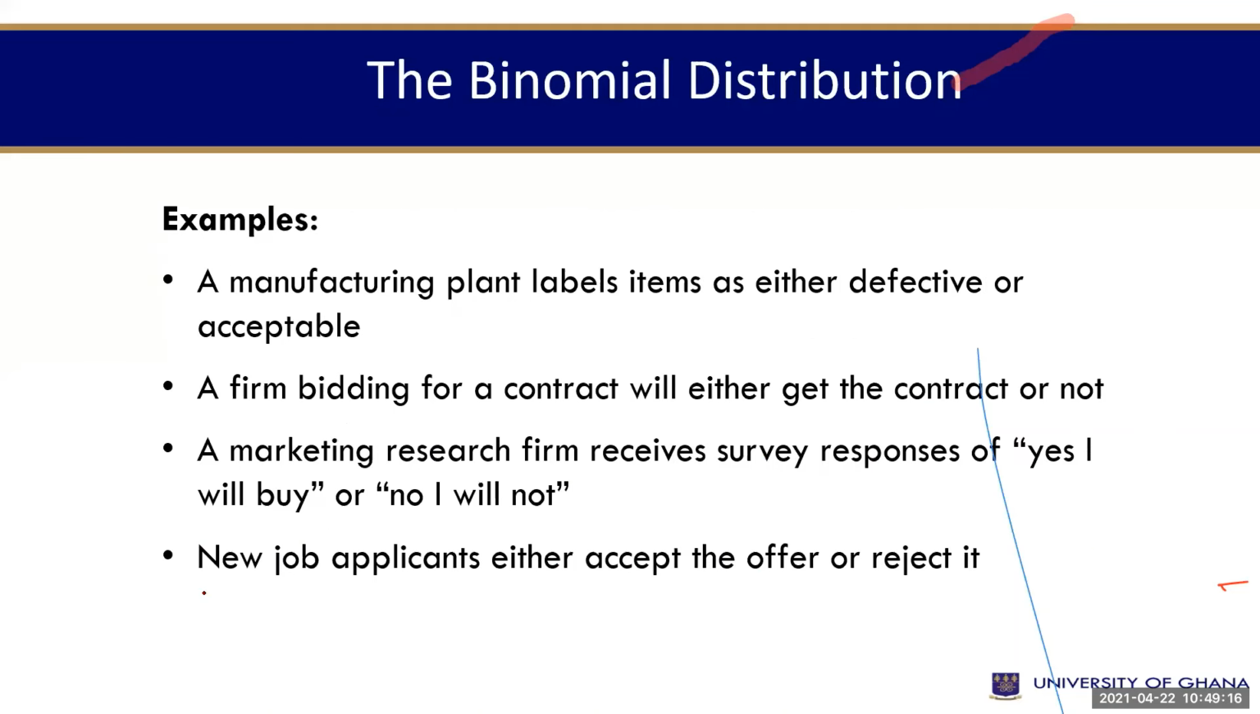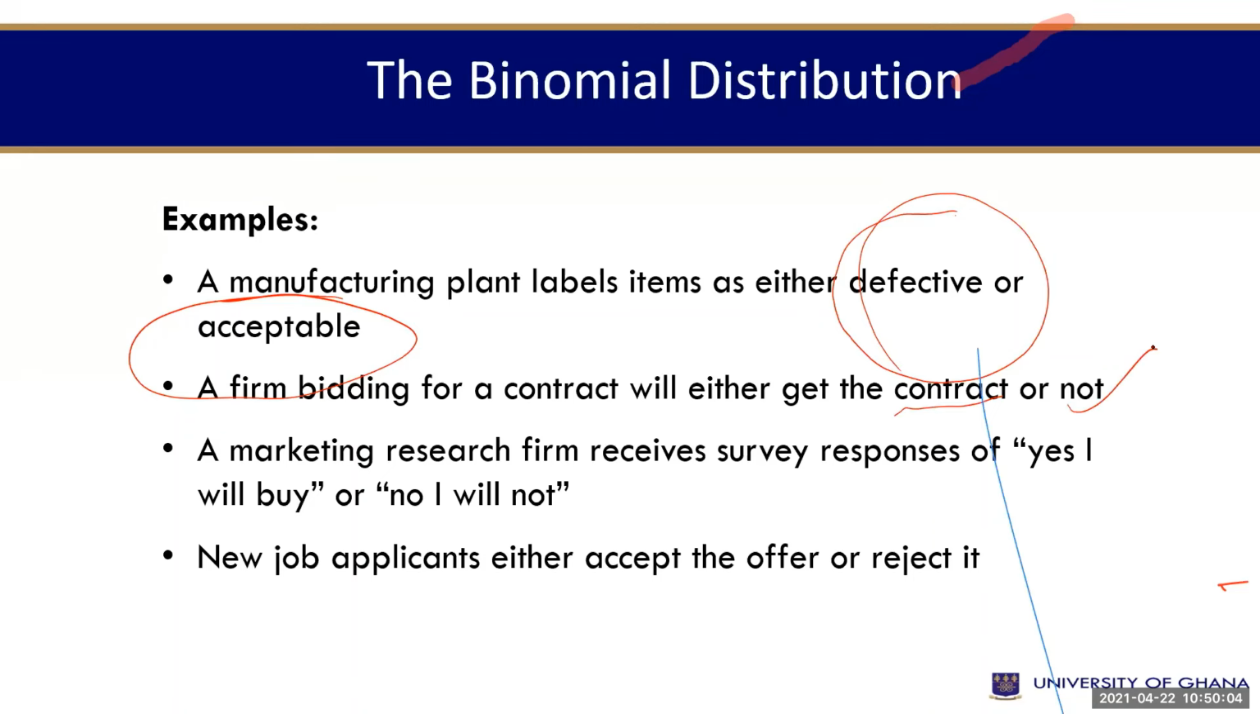Another example we can have is in a manufacturing plant. Go to Vortic, in the production of the Vortic bottled water. At the end of every production process, these items are coming out to be acceptable or defective. So either the product is defective or it is acceptable. You can also have the example when a firm is bidding for a contract. You either win or you didn't get the contract. So that's the end of the bidding process. You are either getting the contract or you are not getting it.